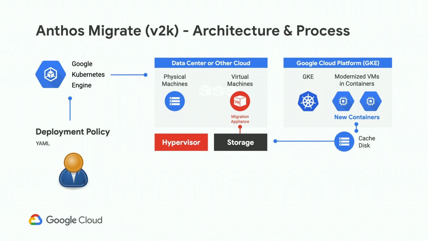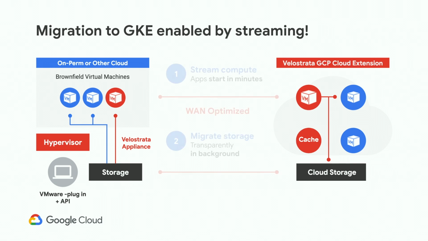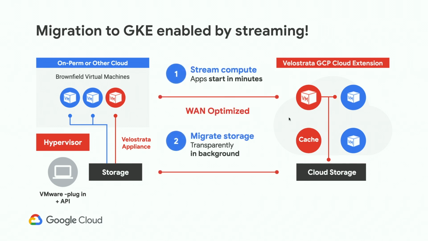Okay, good. And here is actually that story about it. With our stream compute technology, we start moving the information into a cache on GCP, and we migrate in the background to that cache.